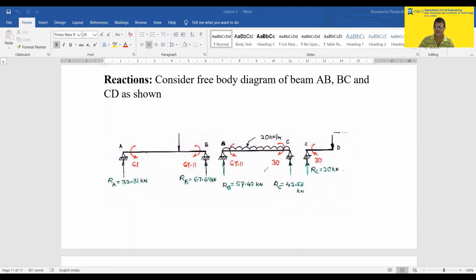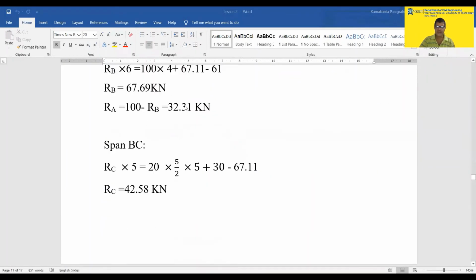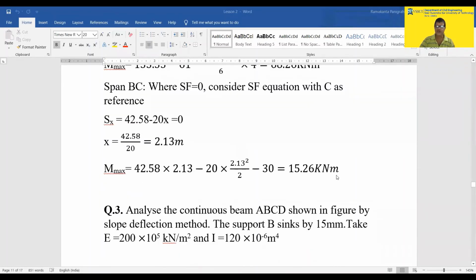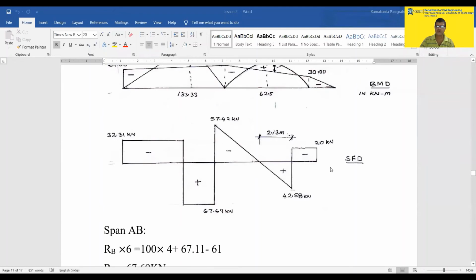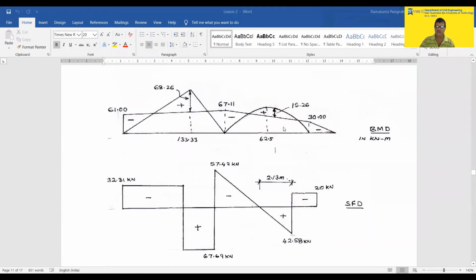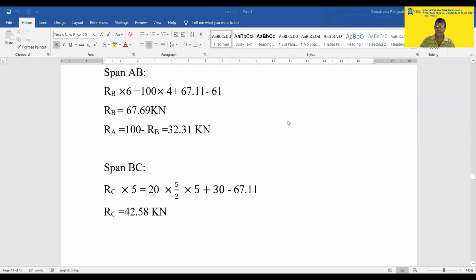So please draw the diagram where you will find the solution. This will give basically anti-clockwise moment, and this is clockwise moment, so that is why it is minus. So accordingly you can find the maximum bending moment ordinate. The maximum bending moment is 15.26 kilonewton meter, at this distance under this load. So you can draw the clear bending moment diagram.